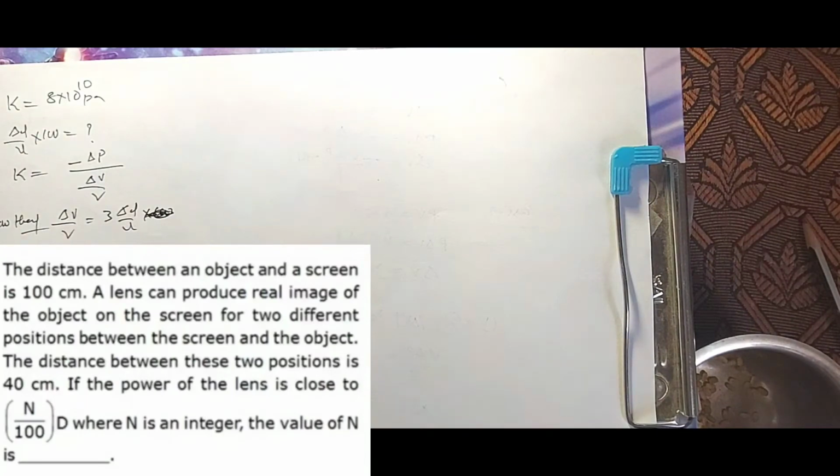The distance between an object and a screen is 100 centimeters. A lens can produce a real image of the object on the screen for two different positions between source and object. The distance between these two positions is 40 centimeters. If the power of the lens is close to n by 100 diopter, where n is integer, the value of n is.